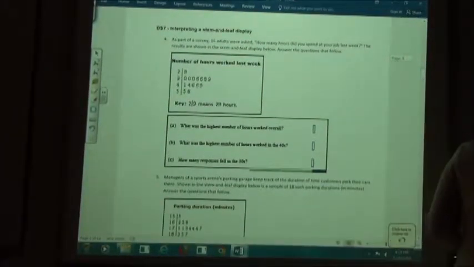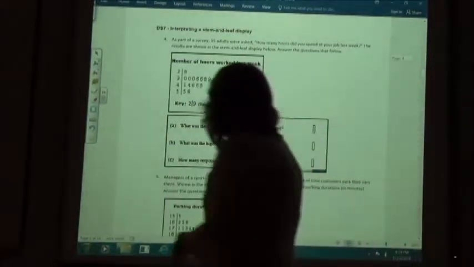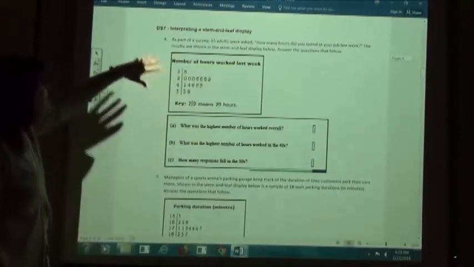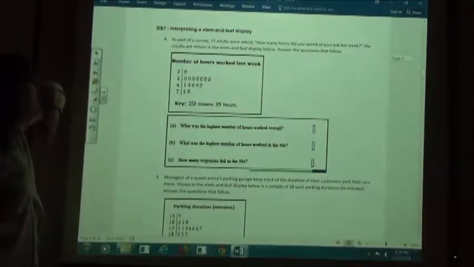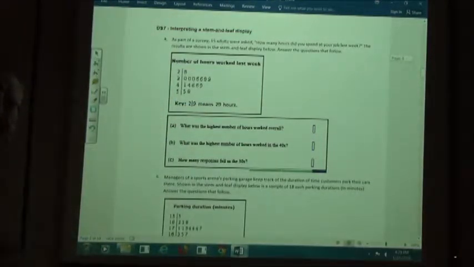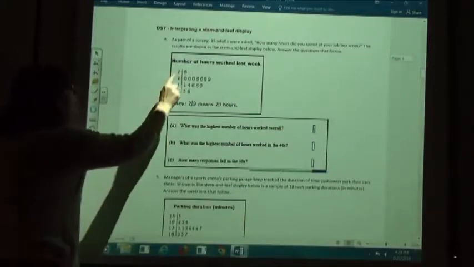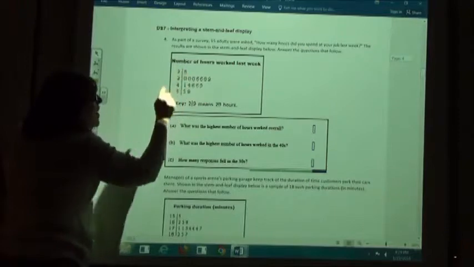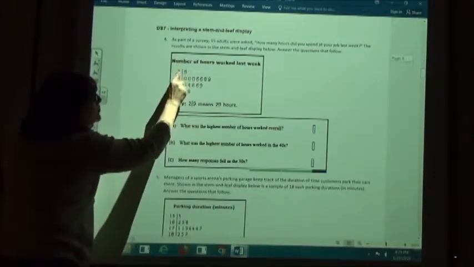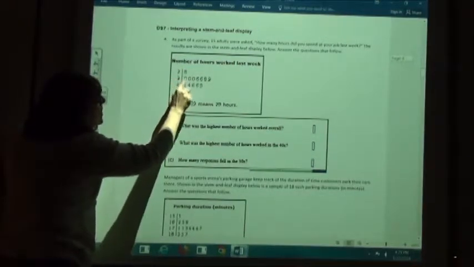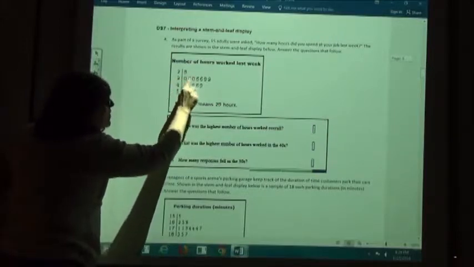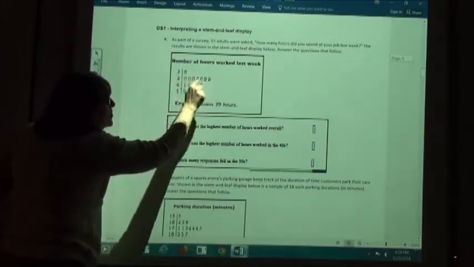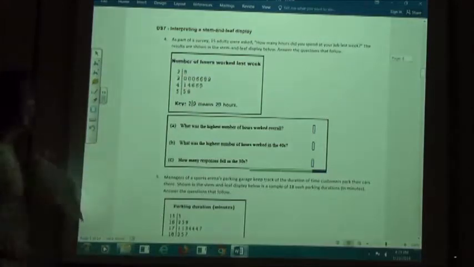Now we are going to do a stem and leaf plot. We are going to interpret my stem and leaf plot. So here's what the key means. As part of a survey, 15 adults were asked, how many hours did you spend at your job last week? The 2 is for your tens place, so 2|9 means 29. One person had 29 hours, then we had a 30, another 30, another 30, 36, 36, 38, 39, and so forth.